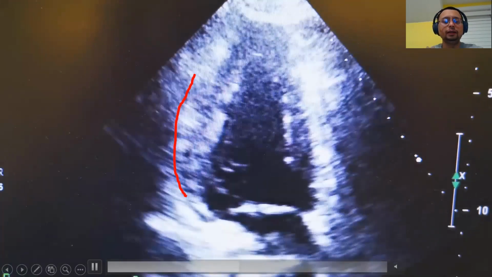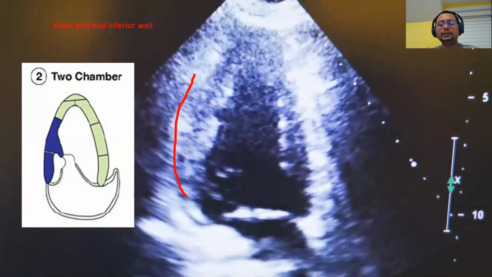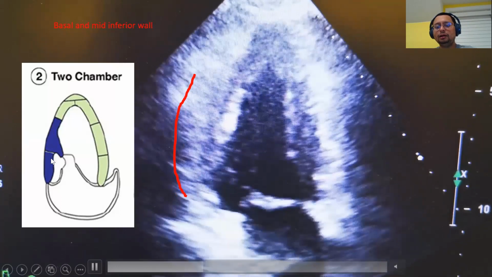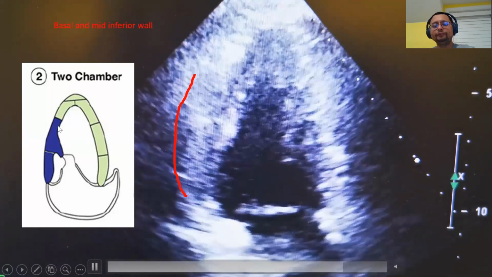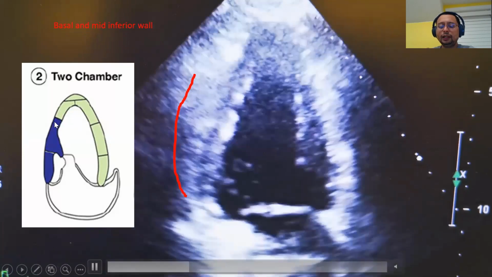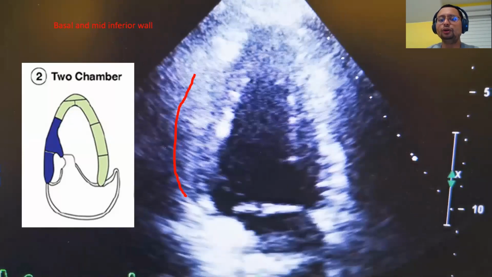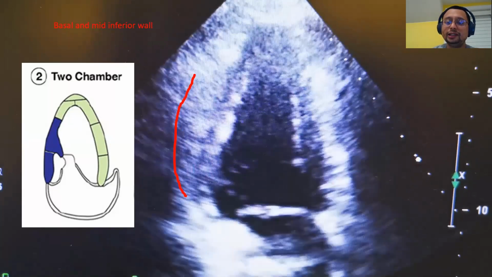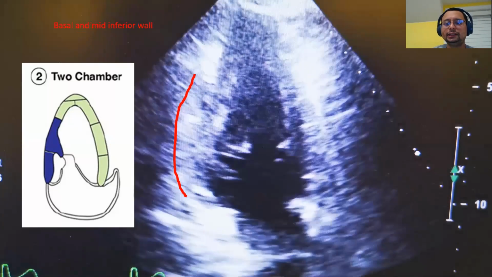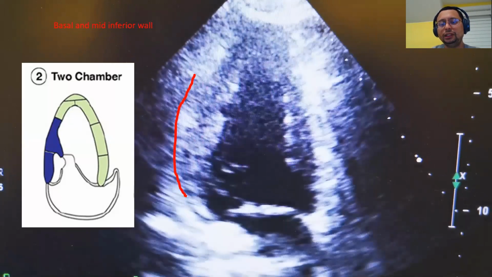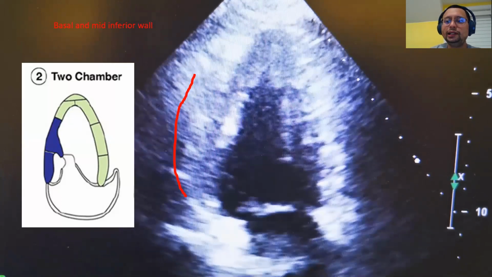Now, if you look again at the apical two-chamber view, you can see that this is exactly the right coronary artery distribution. So now we know that this patient has hypokinesia in the right coronary artery distribution. Our question is: is this something to do with the distal coronary artery? Is it the mid or the proximal segment? We already got the clue.